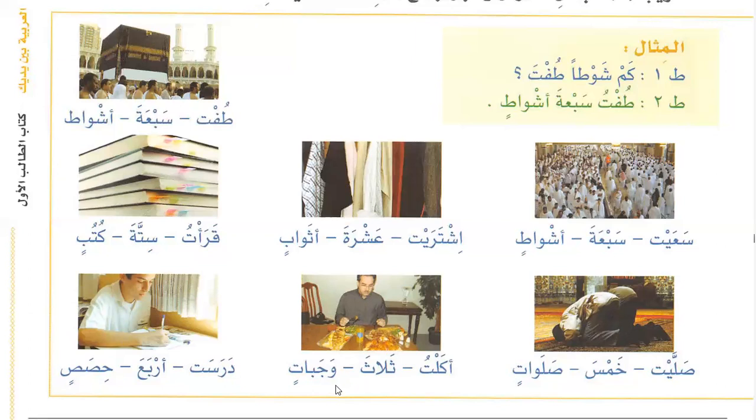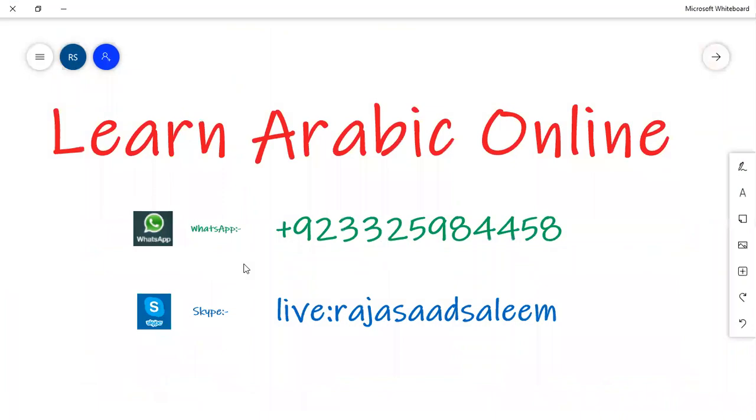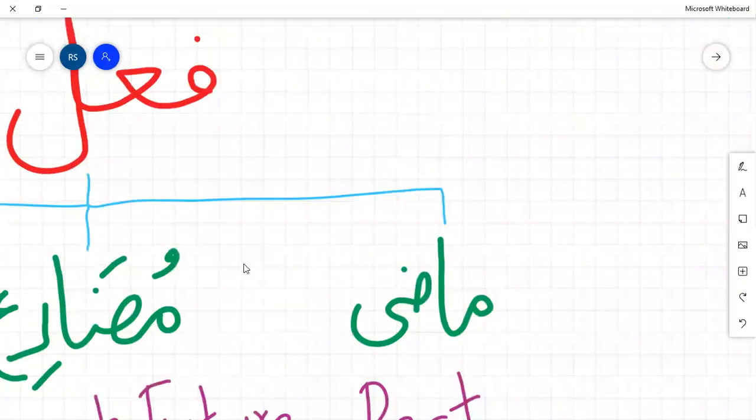Next. Okay. Kam wajabatan akaltu? What is the meaning of this question? How many food? Wajibatan, right? Then akaltu, what is akaltu? I ate. So you are asking how many foods I ate? Wrong question. You need to ask how many meals you ate. So kam wajabatan akalta? Akaltu thalatha wajabatin. I ate 3 meals.